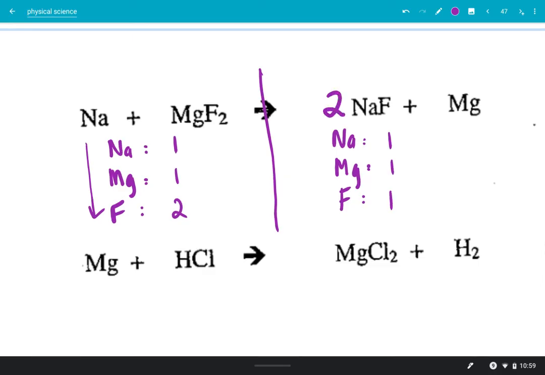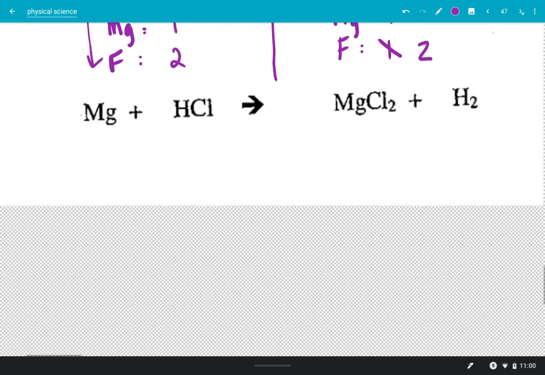So we're going to start with a 2 right there. That 2, remember, applies to both. So we've got 2 fluorines and 2 sodiums. Ooh, and let's do that. 2 of those. Go back and recount. Tuna. Haha, tuna. Chemist's favorite fish. 2 sodium, 2 sodium. 1 magnesium, 1 magnesium. 2 fluorine, 2 fluorine. Sweet!